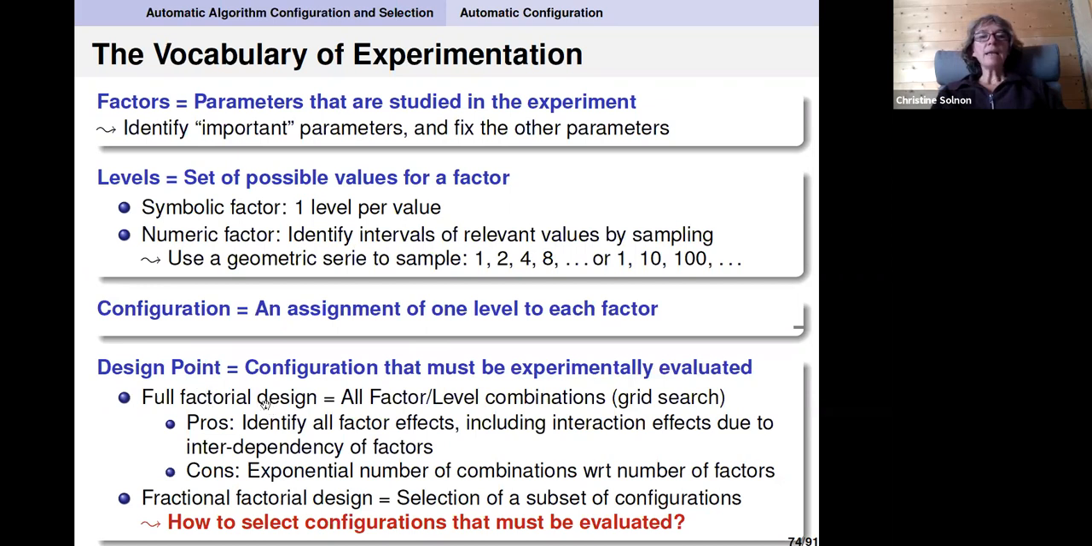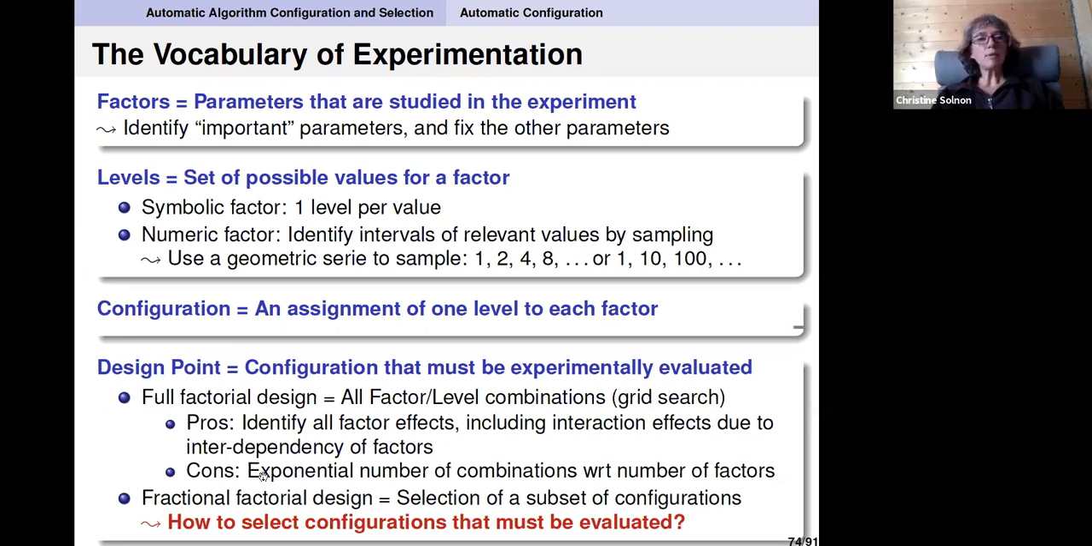Ideally, we would like to evaluate all factor level combinations. And this is called full factorial design. When we do full factorial design, we evaluate all possible combinations of levels to factors. This is called grid search or hypergrid search when using machine learning tools.